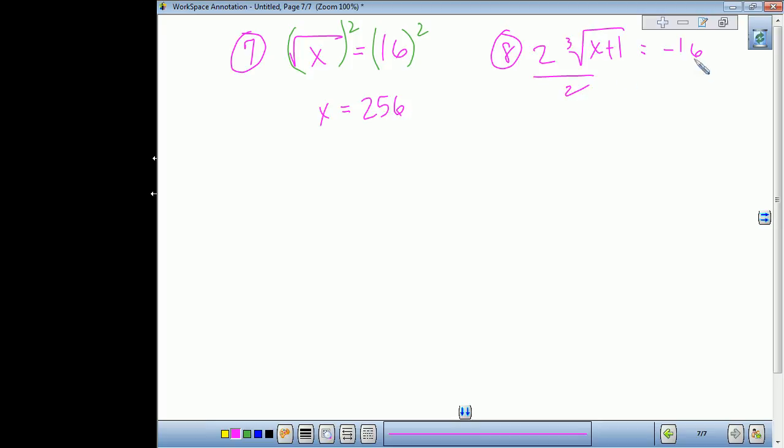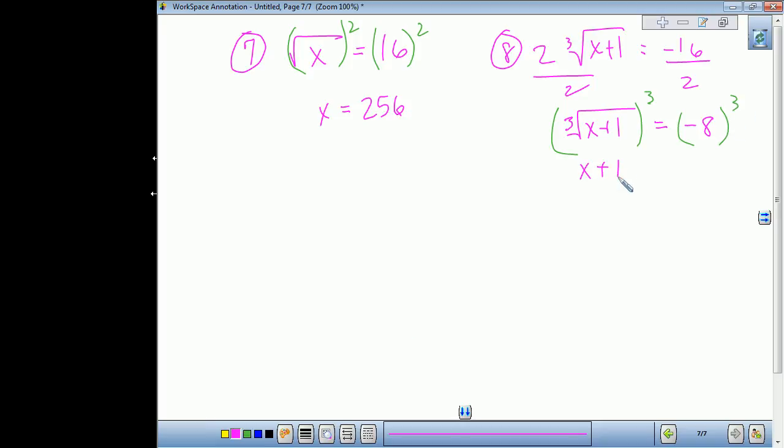Number 8. 2 times the cubed root of x plus 1 equals negative 16. So we divide by 2. So we get the cubed root of x plus 1 equals negative 8. Now, this one has a solution. If this were an even root, it would be no solution, but it's an odd root. So when we cube both sides, it's okay to have a negative.